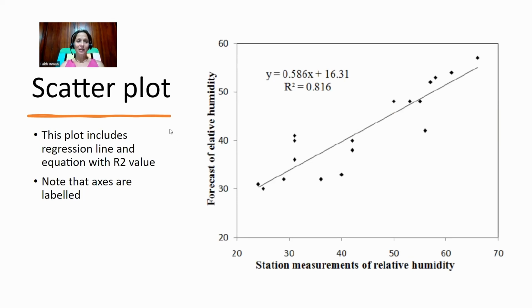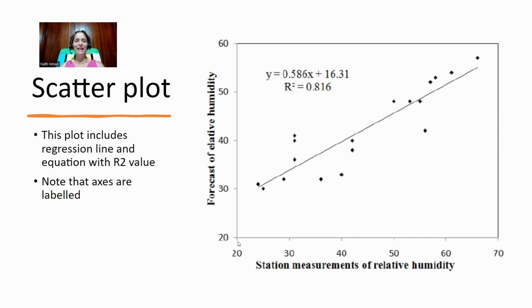Then there's the scatter plot. This is really the workhorse of statistics, the scatter plot. I'm sure you've all seen these. So this particular plot includes a regression line and an equation with an R-squared value. Note that the axes are labeled. When you talk about graphs, and you'll notice I try to remember to always do this, if I forget, remind me.